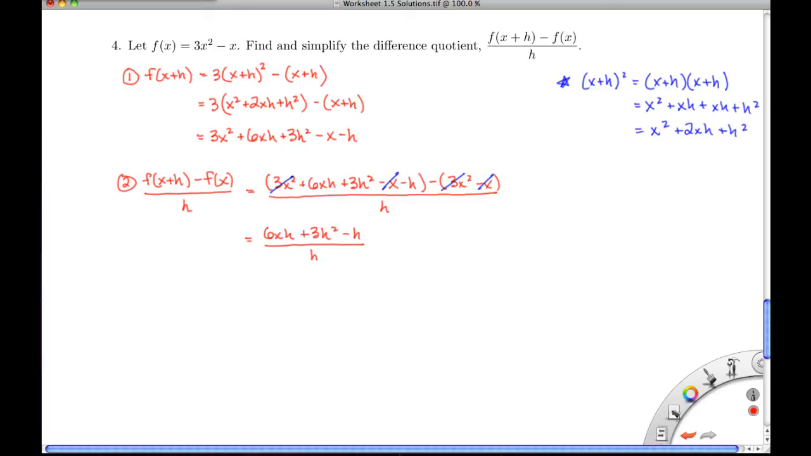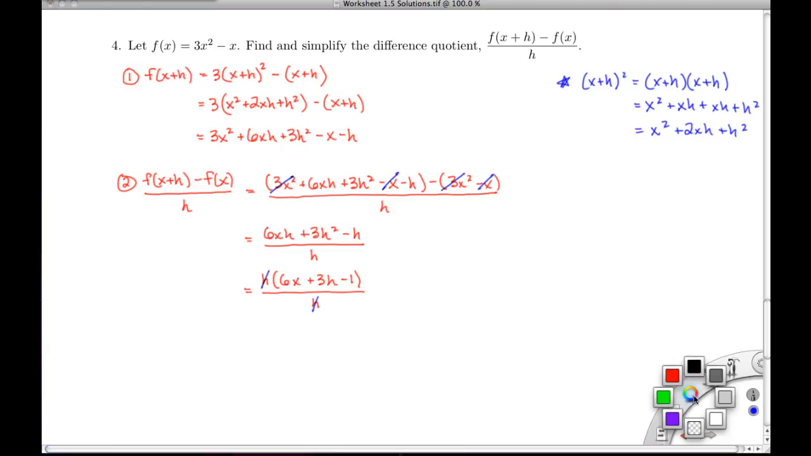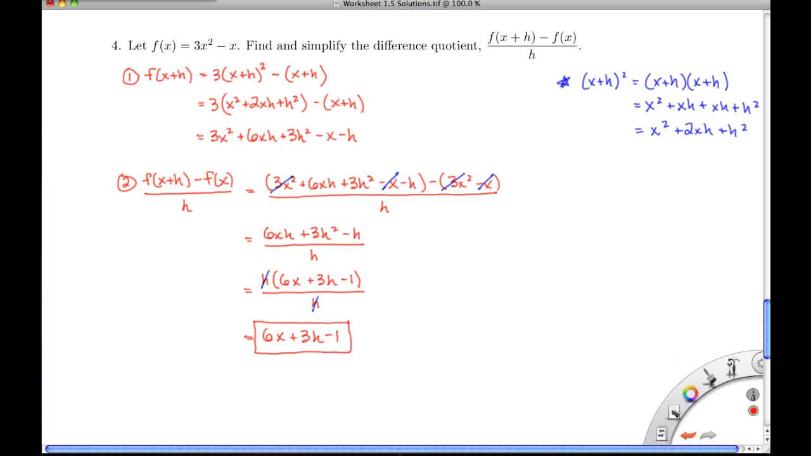Now you can probably guess you're going to have to do another simplification step here, and you want to be careful about how you cancel that h out. What I'm going to do is factor an h out of the top, because h is a common factor of each of those terms in the numerator. So if I pull an h out, then I'm going to have 6x plus 3h minus 1 all over h. Now, h is a factor at the top, h is a factor of the bottom, so they are going to simplify out because it just reduces to 1. And then we're left with 6x plus 3h minus 1, and that is our difference quotient.